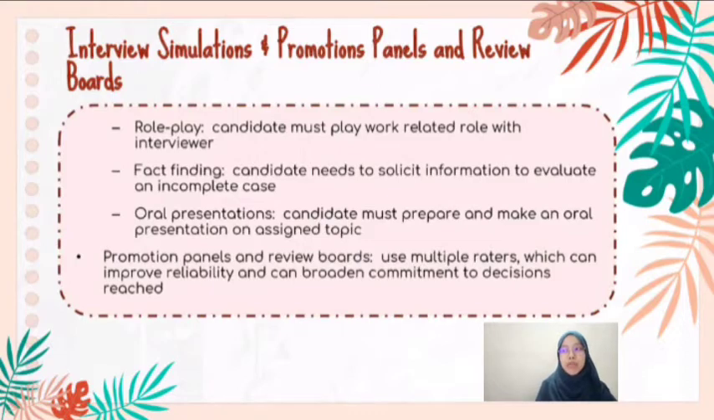Interview, simulation, and promotion panels and review boards. Role play. There are three types. First, role play: the candidate must play a work-related role with an interviewer. Second, fact-finding: the candidate needs to solicit information to evaluate an incomplete case. And third, oral presentation: the candidate must prepare and make an oral presentation on an assigned topic. Promotion panels and review boards use multiple raters, which can improve reliability and can broaden commitment to the decision reached.